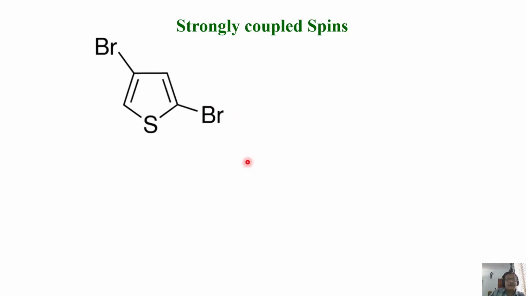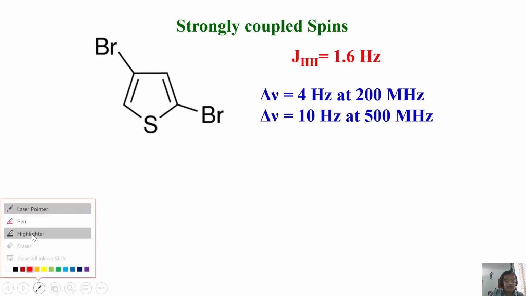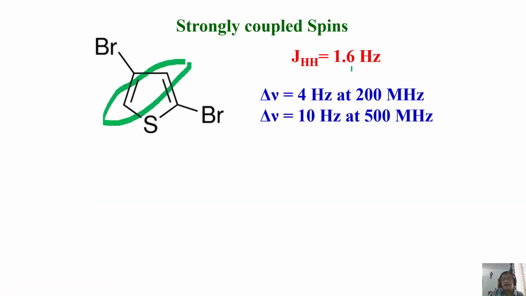Let me give you an example of a strongly coupled spin. Look at this proton. This is a thiophene system substituted by 2 bromines. JHH between this proton and this proton is of the order of 1.6 hertz. What is the chemical shift separation? It is only 4 hertz at 200 megahertz. Even if you go to 500 megahertz, it is only 10 hertz. If you go to even 1 gigahertz, it can become only 15 or 20 hertz.